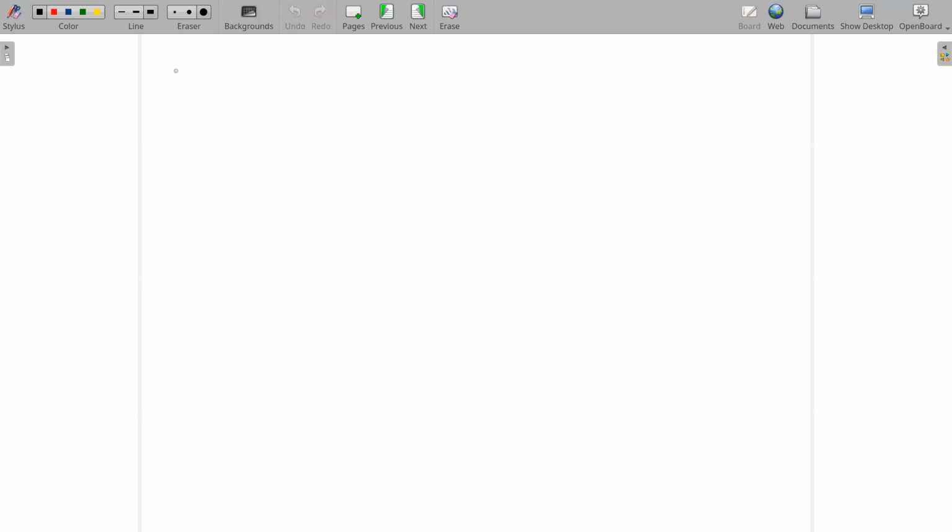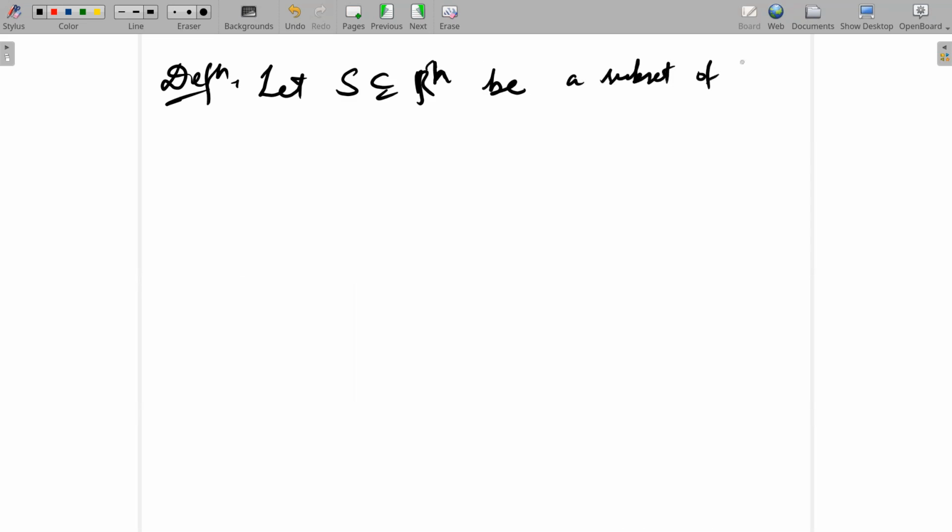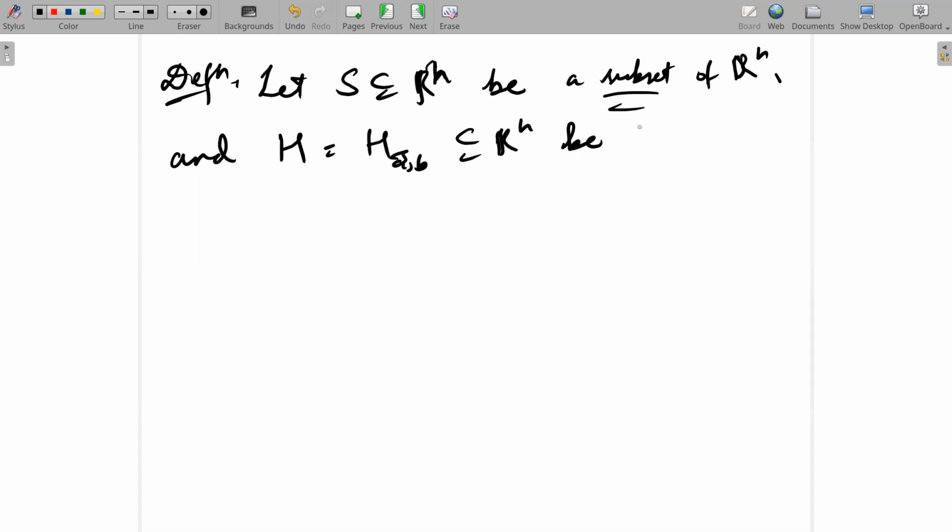Okay, so we have to start with these definitions of supporting half spaces and so on. Now let S in Rn be a subset. I'm not talking about any structure or convexity or anything like that. I want to emphasize that there is no extra structure on S. And let H equals H_{a,b}, the notation we used for hyperplanes, be a hyperplane.